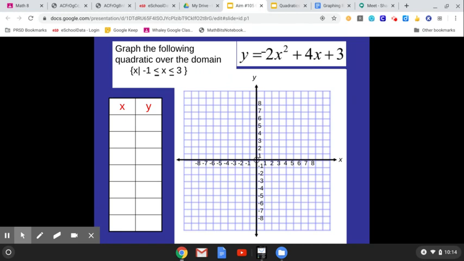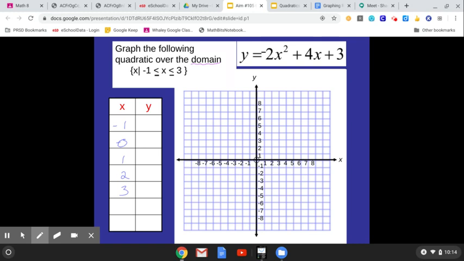Okay, it says graph the following quadratic over the domain. Now, a domain just means the x values. Keep that in mind. That was from earlier in the year. We learned about that word domain. It just means the x values. So the x values are going to go from -1 to 3. So I can actually start to fill out my table because I only want the values from -1 to 3. So -1, not -2, -1, 0, 1, 2, and 3. Those are the only values that we're using for this one.